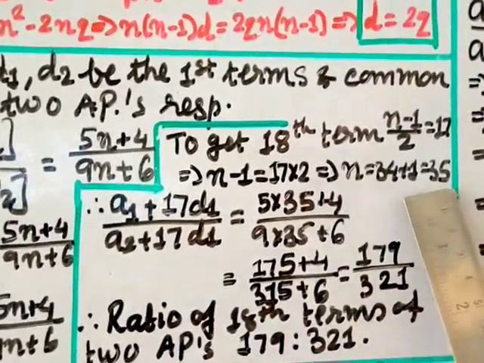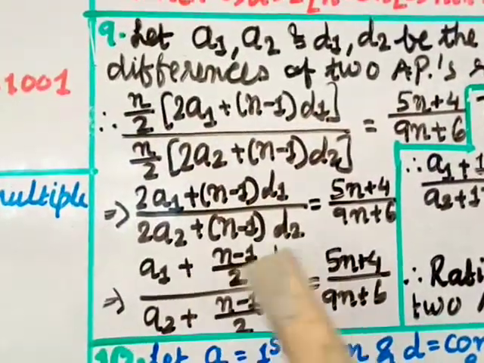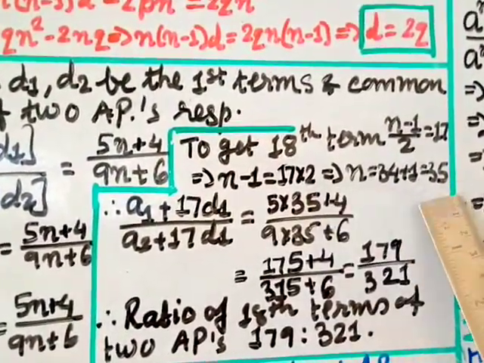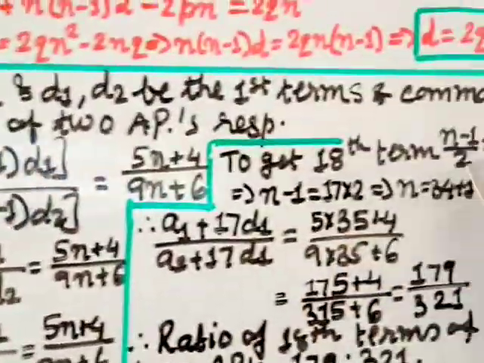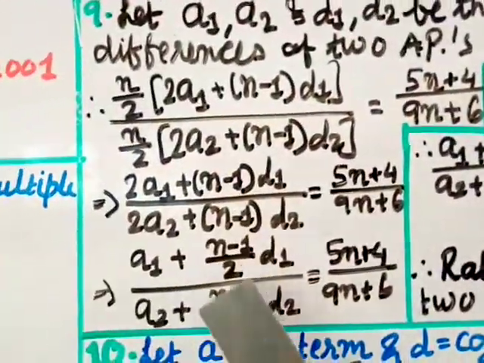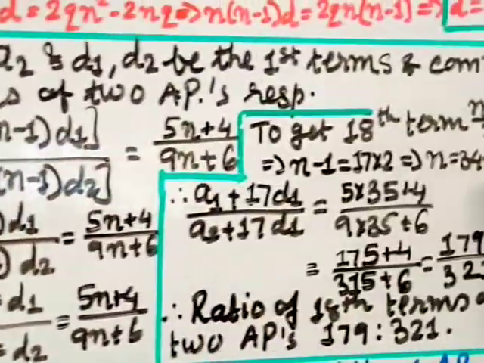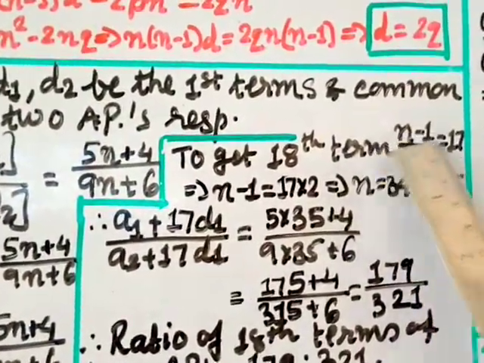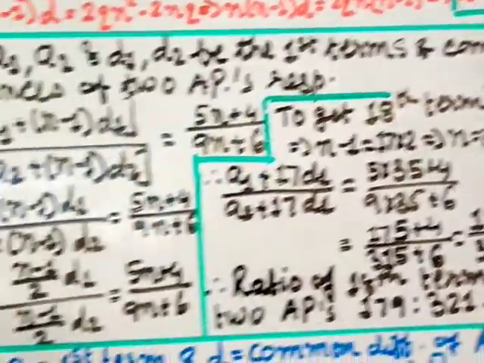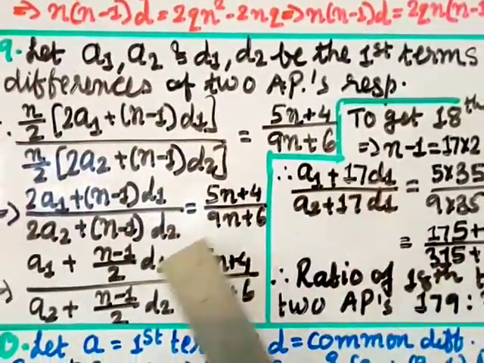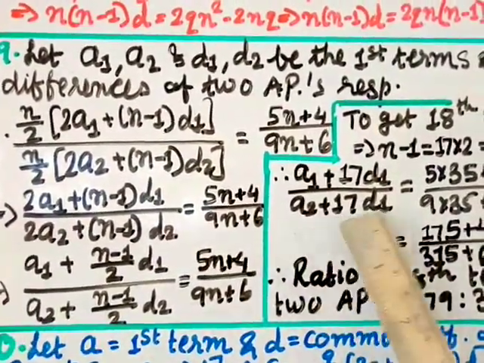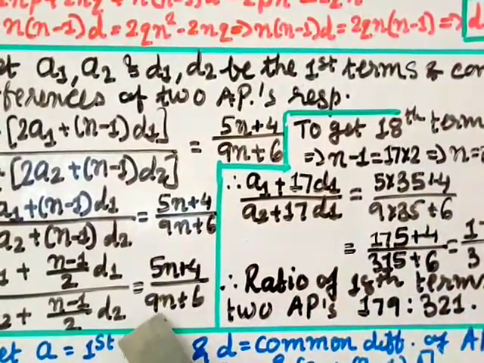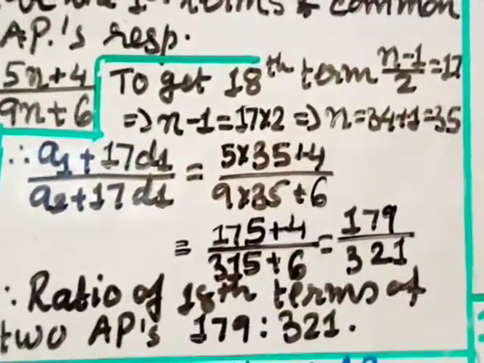Right? So now put the value here: (n minus 1) by 2 as 17, and here the value which we have found, 35. Because (n minus 1) by 2 together you are putting 17, this value 17, this value 17, but this n value you will put as 35. You can put 35 here also, then you have to simplify. So in order to avoid that, directly put (n minus 1) by 2 as 17. So a1 plus 17 d1 divided by a2 plus 17 d2, and for 5n, 5 into 35 plus 4 divided by 9 into 35 plus 6. Just placing the values.